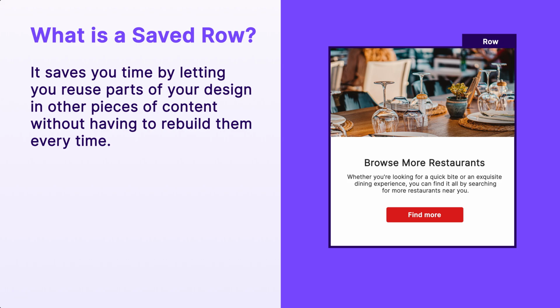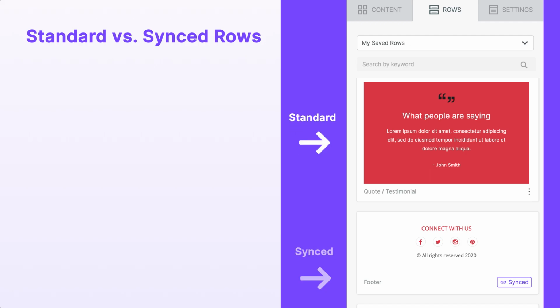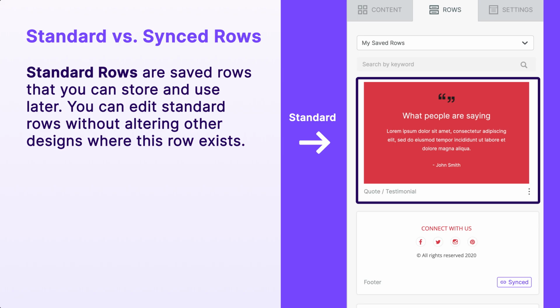Now, there are two types of saved rows, standard rows and synced rows. Let me explain the difference. Standard rows are saved rows that you can store and use later. You can edit standard rows without altering other designs where this row exists.